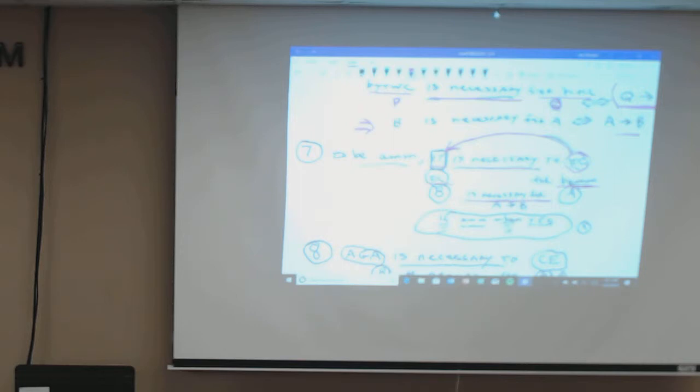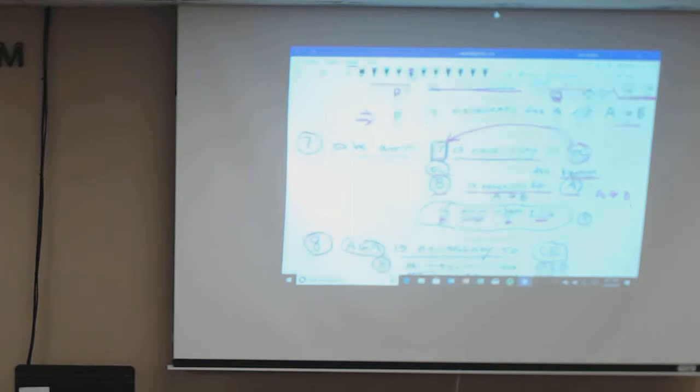So what happens with necessary? B is necessary for A becomes, if A, then B. So taking calculus is necessary for being a math major. Then if what? If you're a math major, then you take calculus. You follow that? Good. Let's do number 8.